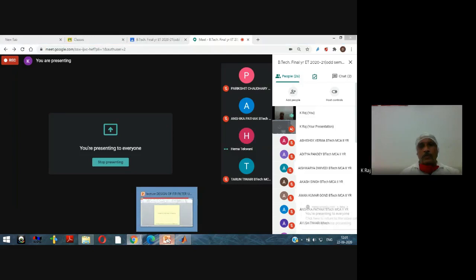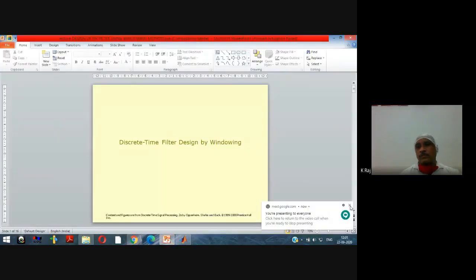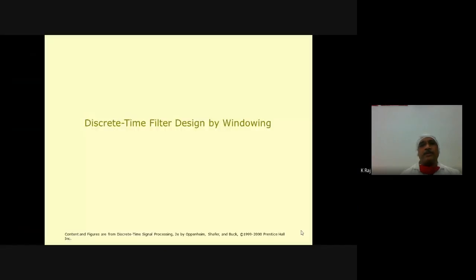Okay, so we are going to start today's class. Today we will discuss discrete time filter designing concepts using the windowing method. We have gone through many concepts using MATLAB, and we have also discussed how we will design this discrete time filter, basically the FIR filter, using the window.